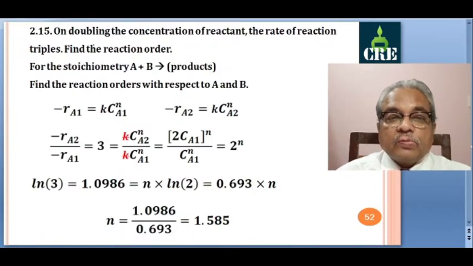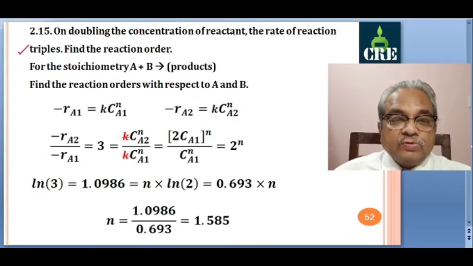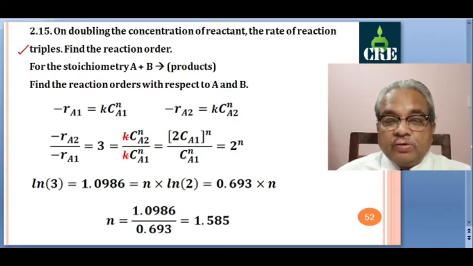Problem 2.15: on doubling the concentration of the reactant, the rate of reaction triples, becomes 3 times. Find the reaction order. For the stoichiometry A plus B giving you products, find the reaction orders with respect to A and B.